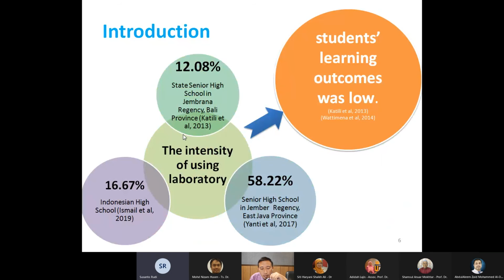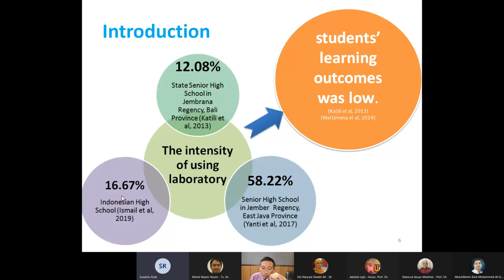But the intensity of using laboratories based on existing studies is very low. Stated by Katili et al., the state senior high schools in Jembrana Regency, Bali, only use 12.08% intensity of using laboratory. And also stated by Yanti et al. in 2017, senior high schools in Jember Regency, East Java Province, only use 58.22%. And in Indonesian high schools, as by Ismail et al. in 2019, only 15.67% use physics laboratory.